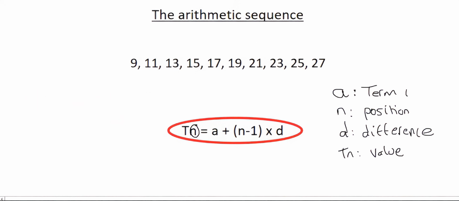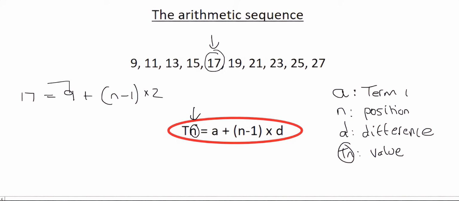The formula could also be used in reverse. For example, let's say we know that we have a term 17, but we don't know what position it is at. So we use the formula and we fill in the T value. Remember, the T stands for the value. So the value is 17, but we don't know the position. I mean, obviously we can see that the position is 5, but we're trying to see if the formula actually works. So 17 is equal to A, which is 9, plus N we don't know, and then D is 2.